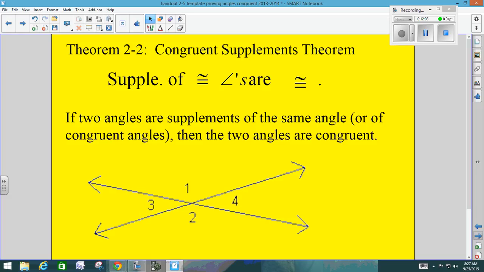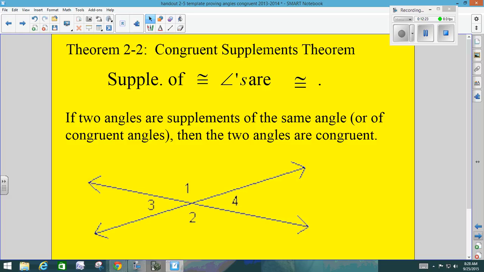So your first theorem, vertical angles theorem. We proved it in class. We have 2 more theorems, or I guess 4 more theorems today. We're not going to prove these ones. You don't have to prove them. You can just use them.